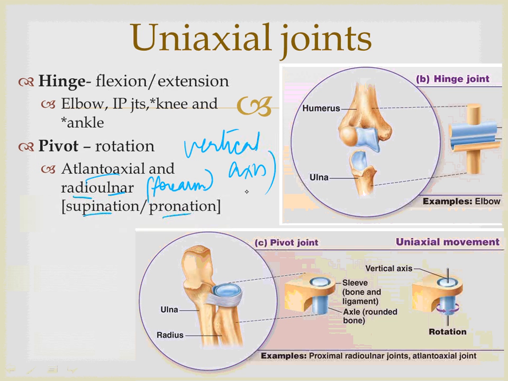Again, the kind of question you might get is, a pivot joint allows movement along which axis? It would be vertical. What kind of movement is allowed by a pivot joint? Uniaxial, biaxial, multiaxial. It would be uniaxial. Or, flexion, extension, rotation, or abduction, adduction. It would be rotation. And give an example of a pivot joint: radio-ulnar or atlantoaxial. Okay?